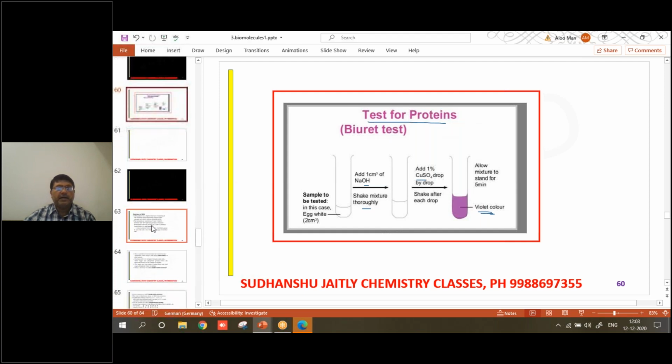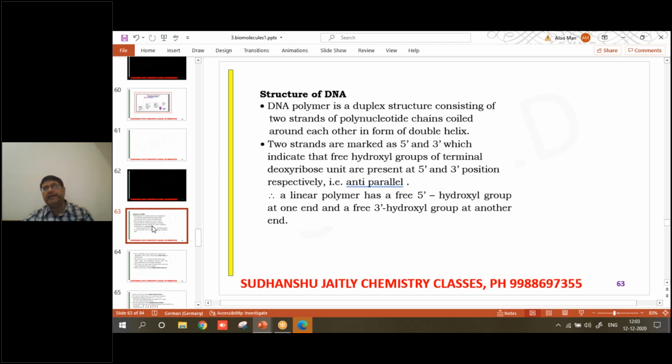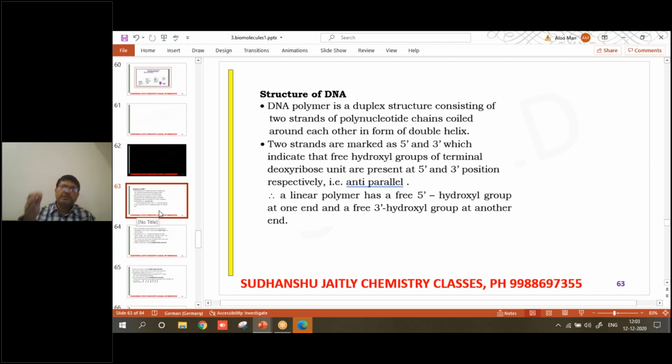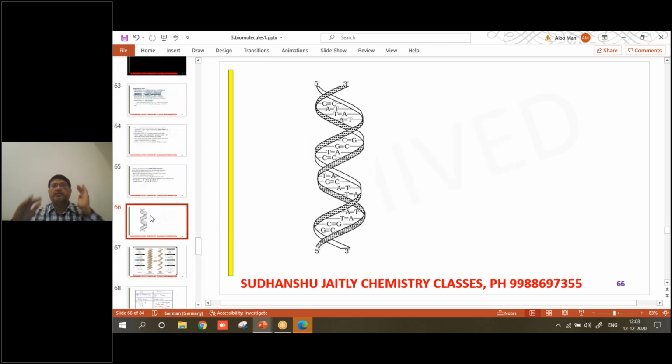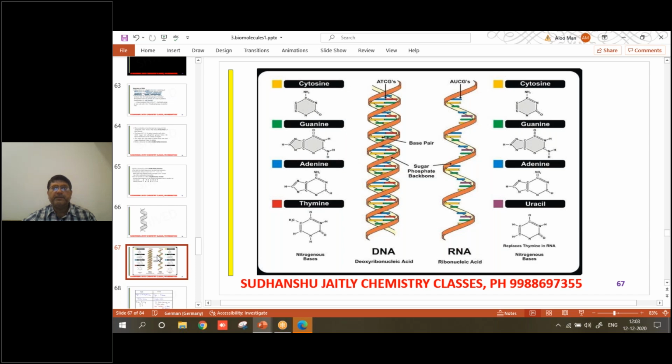There we are done with the structure of the nucleic acid. Now RNA will be single stranded, but in the DNA structure there is something special going to happen, right? The DNA structure is a duplex structure consisting of 2 strands of polynucleotide chain coiled around each other in the form of a double helix, like 2 snakes coiling around each other. That is going to be the DNA structure. You can see various figures. This is going to be the DNA and this is going to be the RNA.